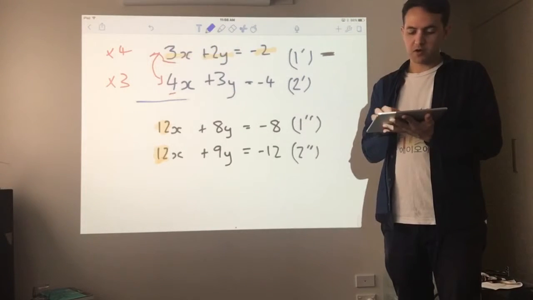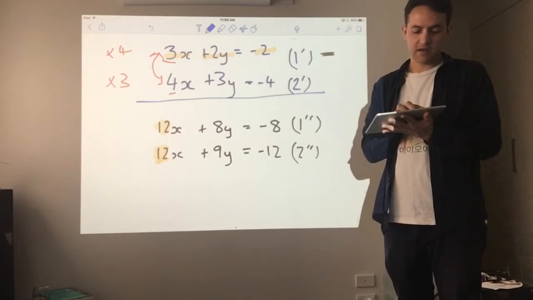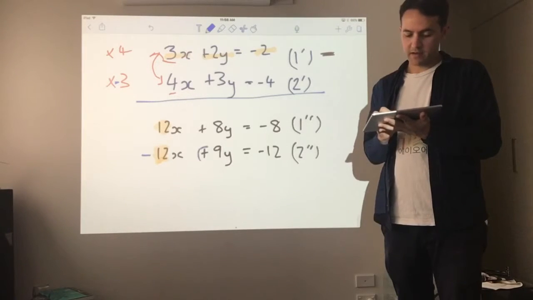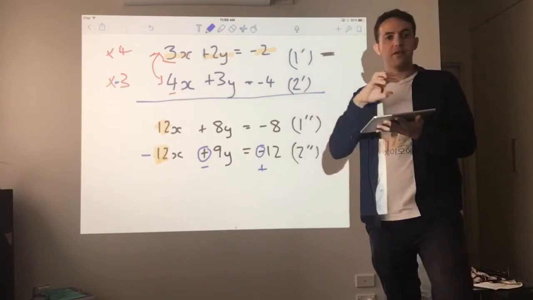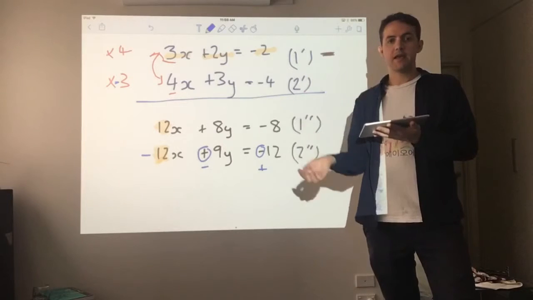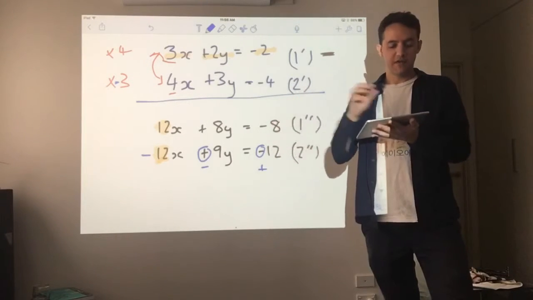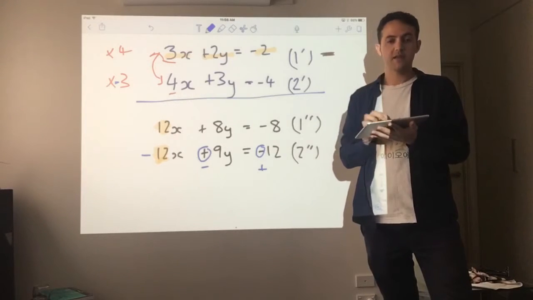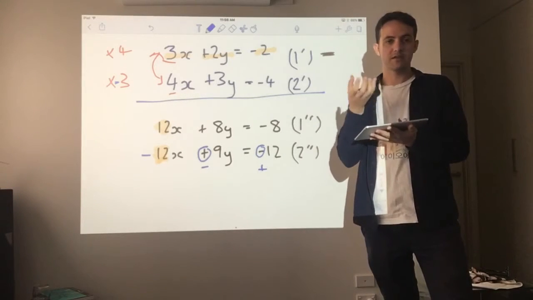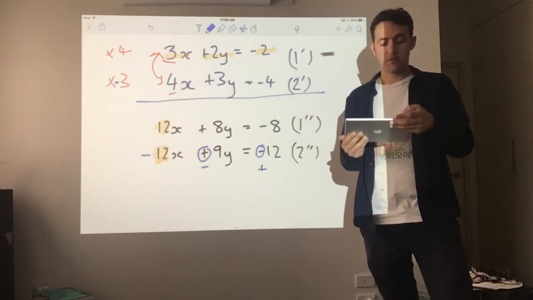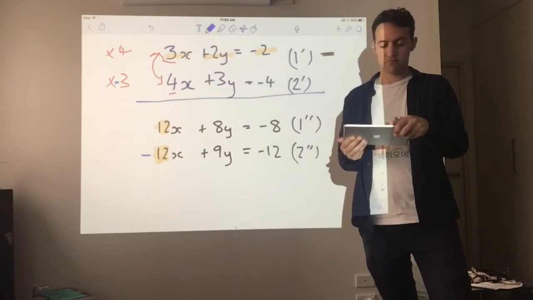multiplied this bottom equation instead by negative 3, and then I would get negative 12x, I'd get a negative 9y, and I'd get a positive 12. And the only difference that would make is in my next step. So in the next step, I'm going to subtract these two equations. If I've got 12x and negative 12x, then I'd add the two equations in order for x to cancel out. So some people prefer to work one way, some people prefer to work another. It's completely up to you.